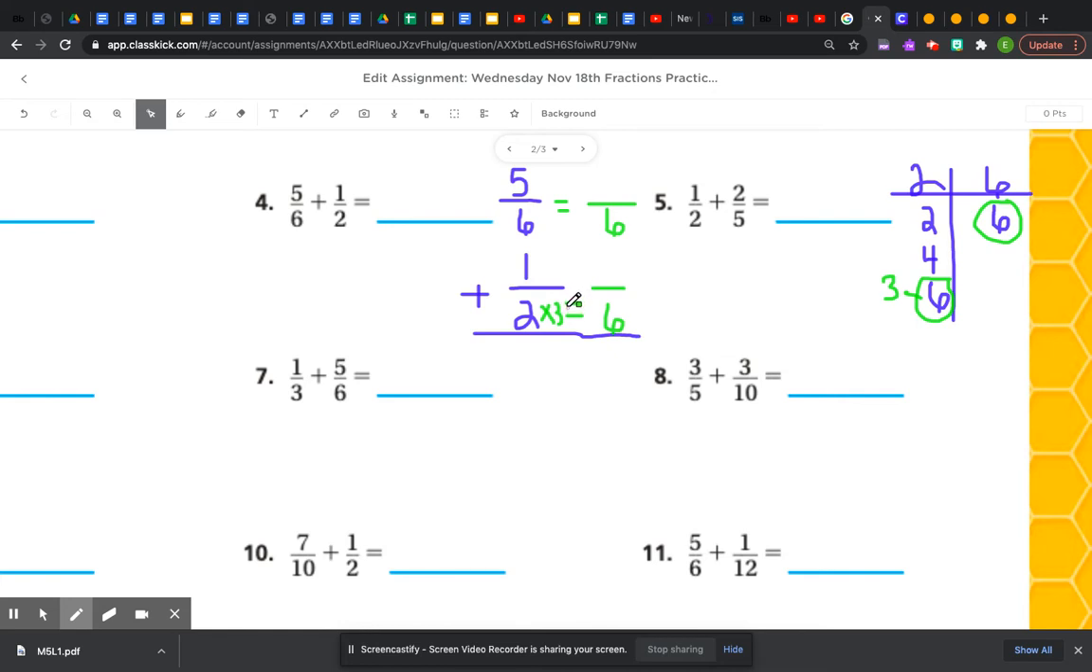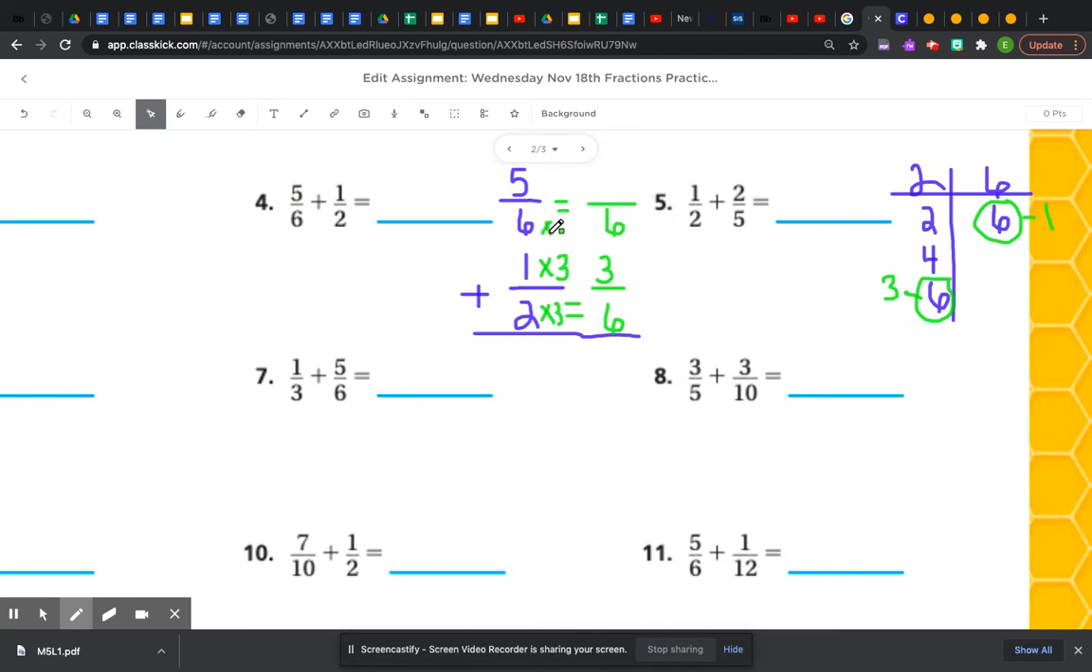Whatever I do on the bottom, I have to do on top. So I'm going to multiply the top by 3. So in order to get this to be a 6, I have to multiply by 3. Whatever I do on the bottom, I have to do on top. So 1 times 3 makes this 3. So now 1/2 is raised to 3/6. On the side where my denominator is a 6, the factor for that is 1. So 6 times 1 equals 6.